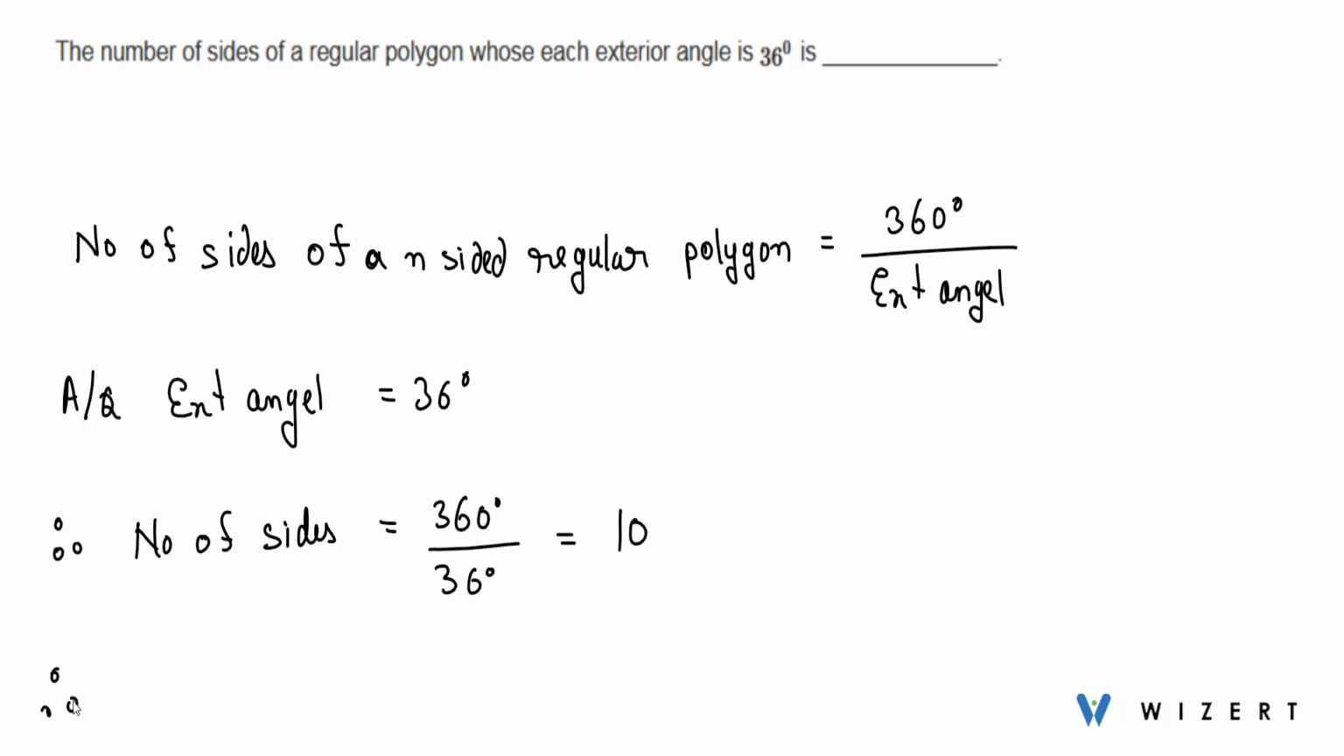Therefore, the number of sides of the n-sided polygon is 10. The number of sides will be equal to 10, and this is the required final answer.